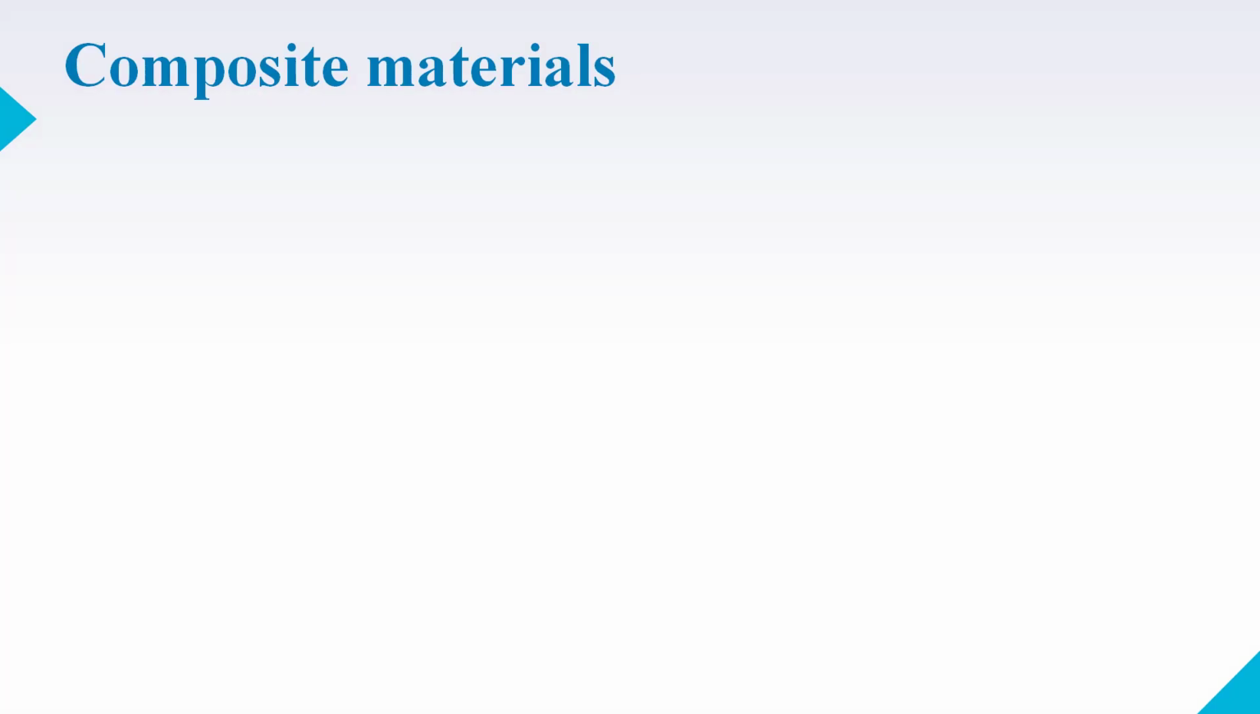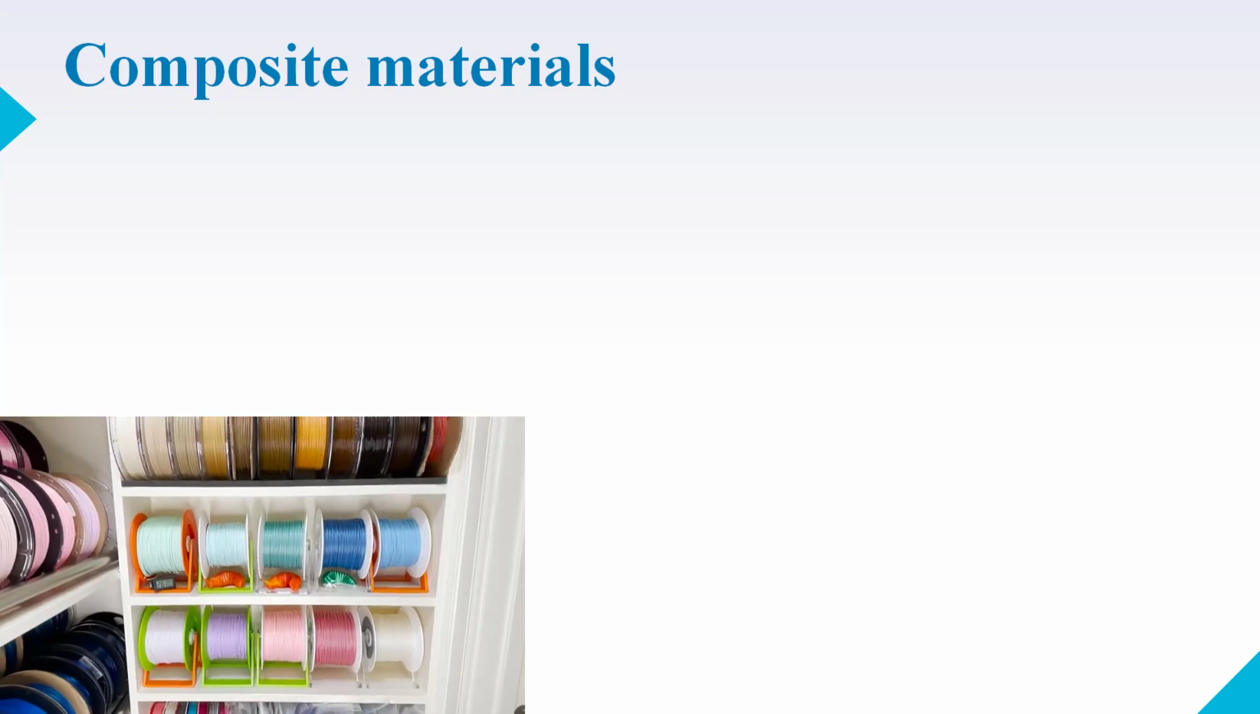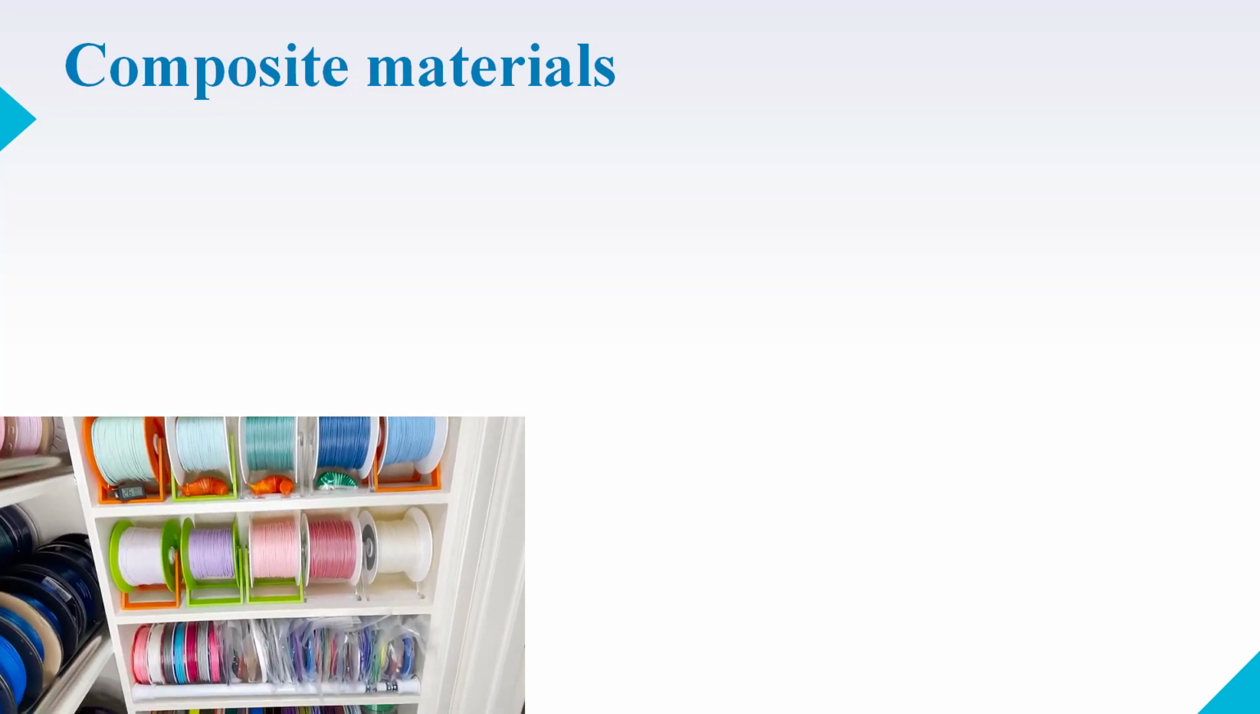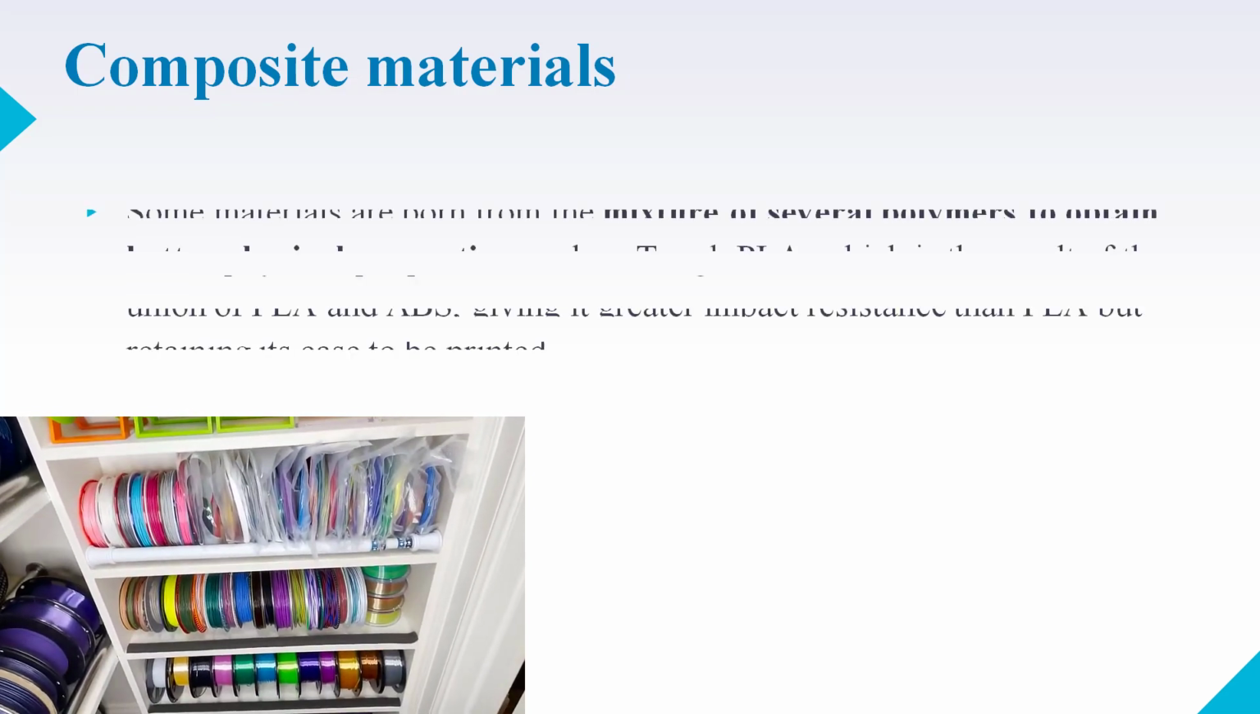Next is composite materials. We know composite. What is composite? There is nothing like composite material when we use multiple materials, multiple filaments, and by adding multiple materials we enhance our material properties. Then we call this material composite materials.